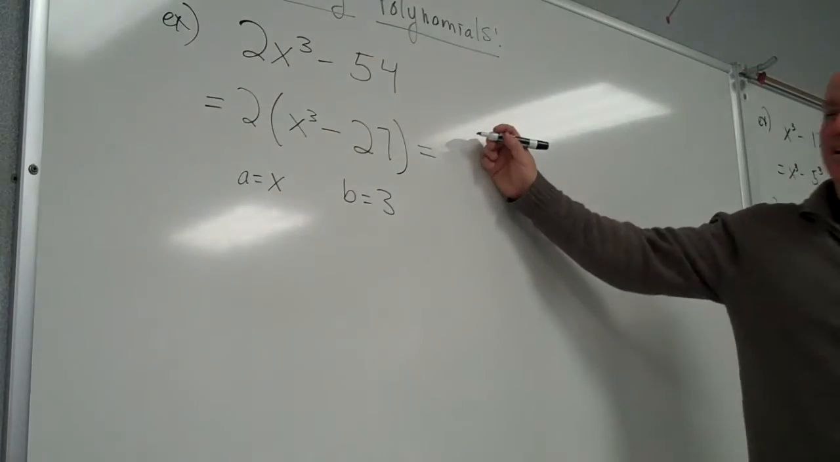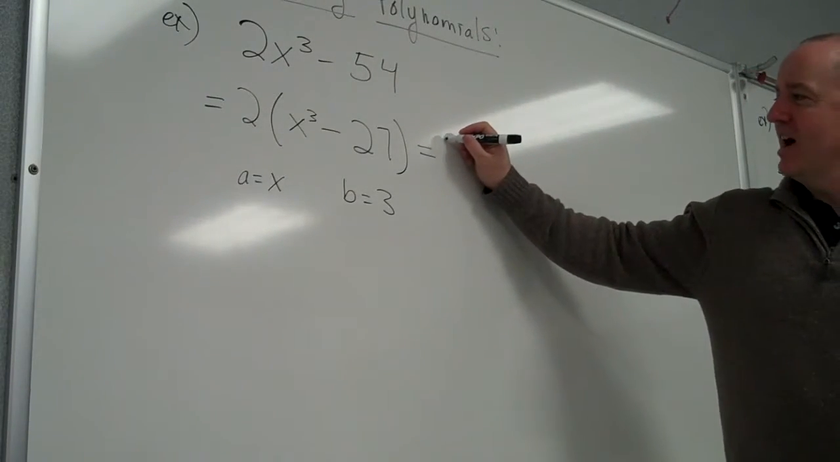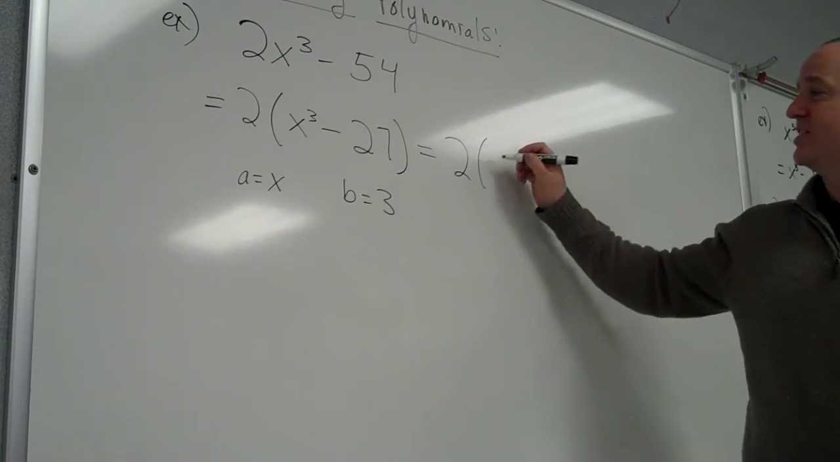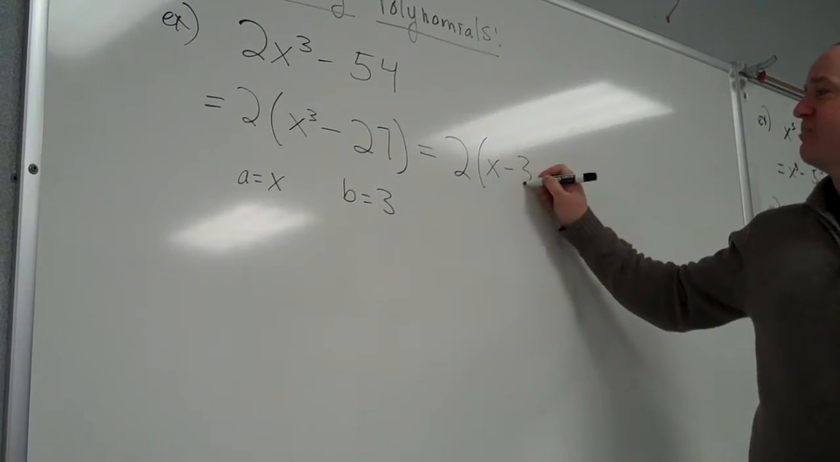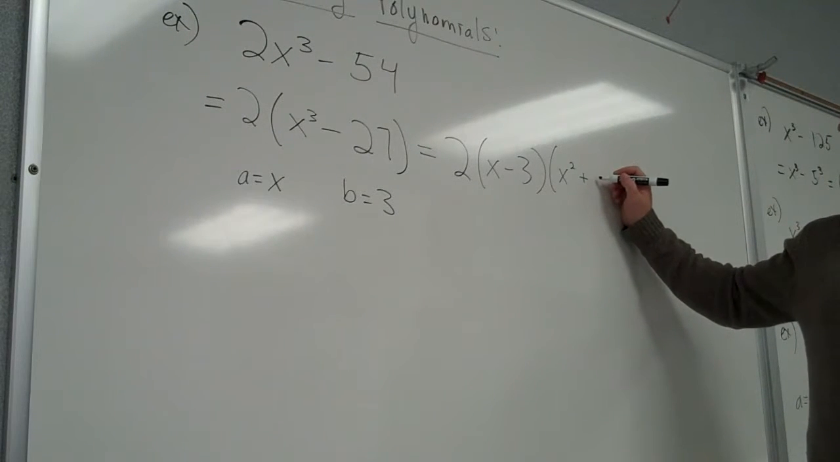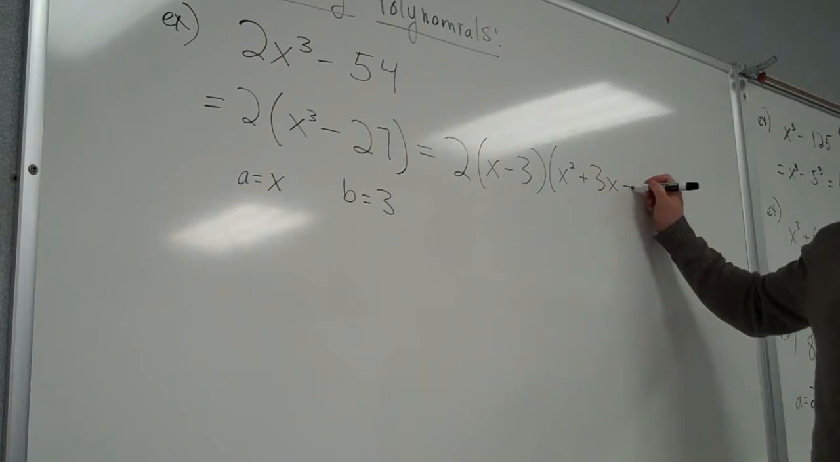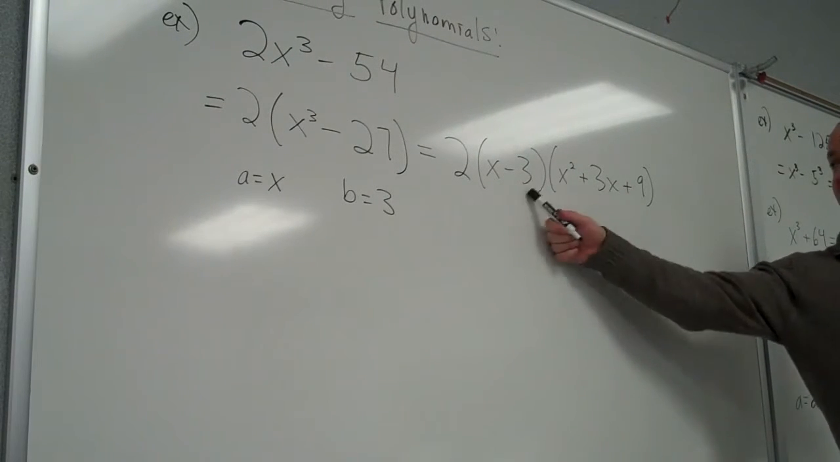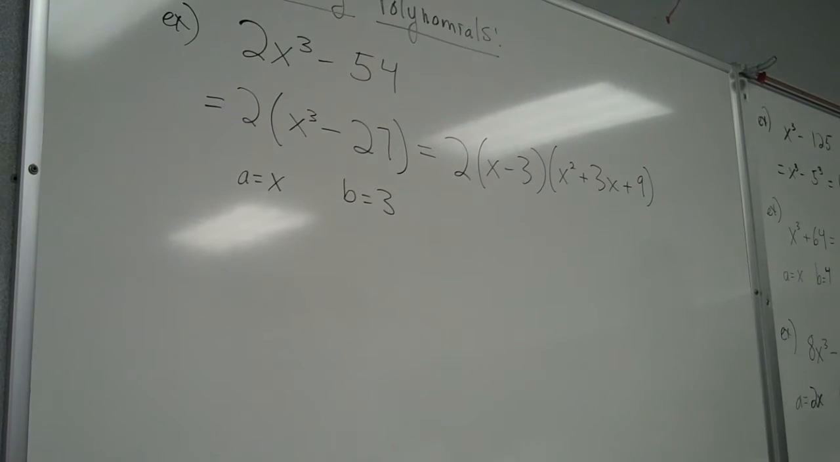So now I bring the 2 along, and then the x cubed minus 27 factors to x minus 3 times x squared plus 3x plus 9. 3 times x gives me my middle term, 3 squared gives me my last term.